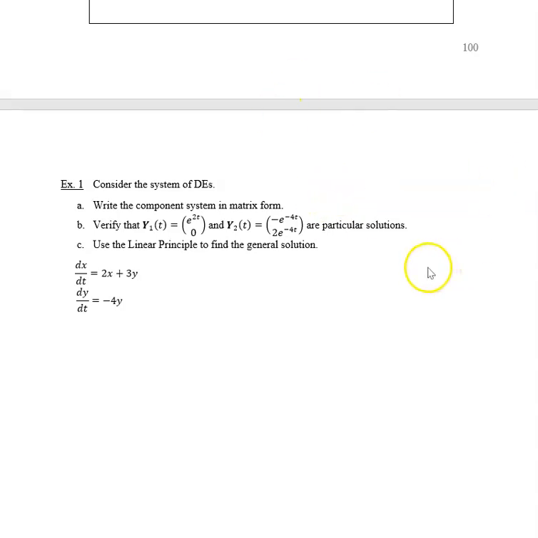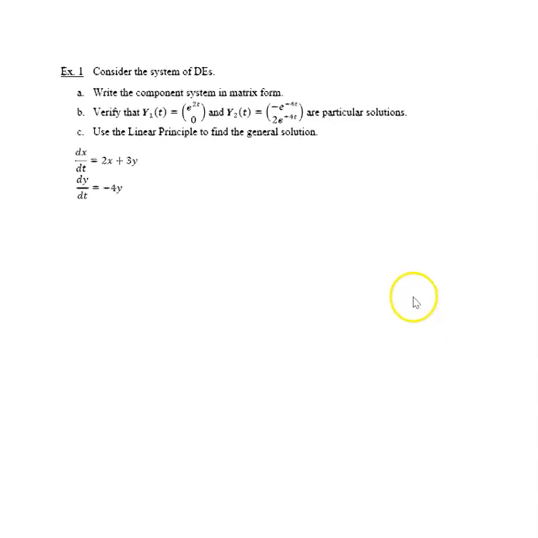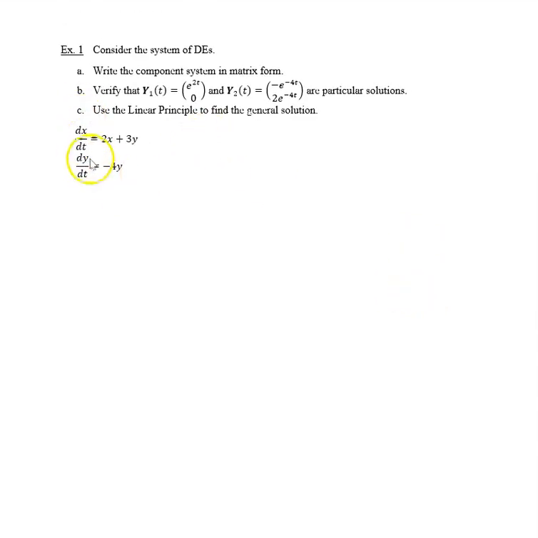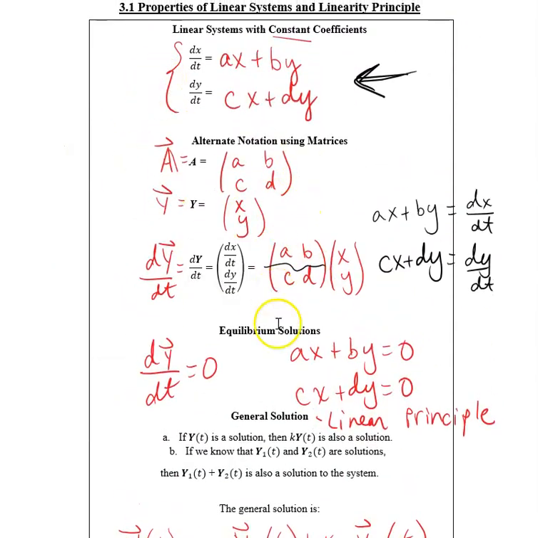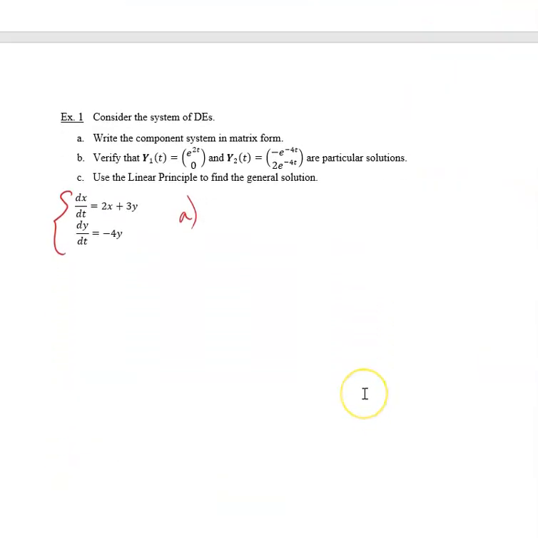Okay, so let's actually apply some of these notations and get our feet wet with what these solutions are going to look like. So I've got a system of differential equations here. Notice that these are linear and they have constant coefficients. And part A says, write the component system in matrix form. I'm not sure if I used that term yet, but this is also called the component system, the way it's written. So we're going to break this down, and what they want us to do is use the matrix notations that we talked about back up here, and that's all. So let's go ahead and break this down.